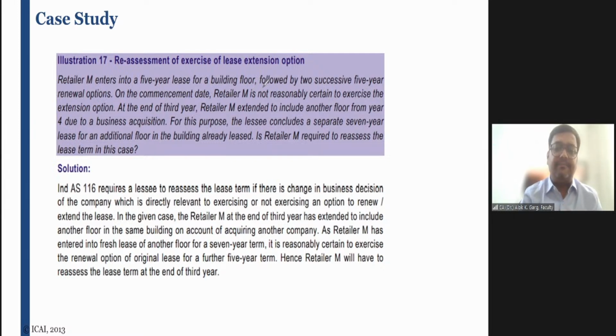Rahul is asking, sir, when are we required to reassess the lease term? So Rahul, whenever there is a change in the facts and circumstances, like in this case, after the end of the third year, the entity has acquired a business.